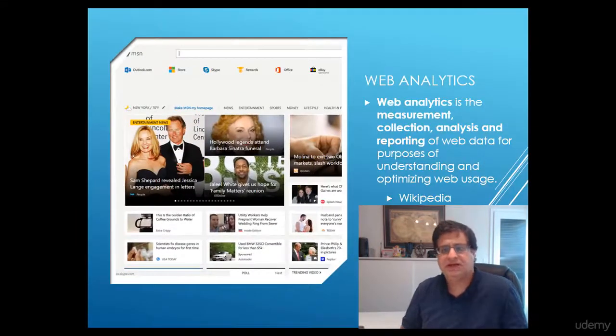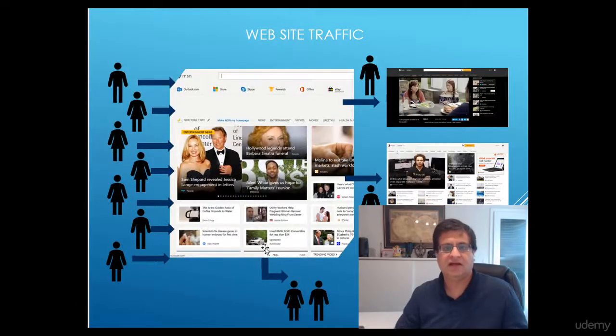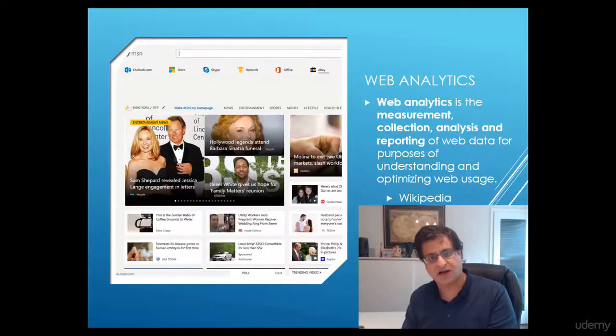So web analytics is measurement, collection, analysis, and reporting of web data for the purpose of understanding and optimizing web usage. That's according to Wikipedia. What that means is you're collecting all this information on where people are clicking, what content they are looking at, where are they going next, etc., and then analyzing that data, building nice reports, and then providing a story back to the business, back to the marketing, and saying, this is what's happening on the website.